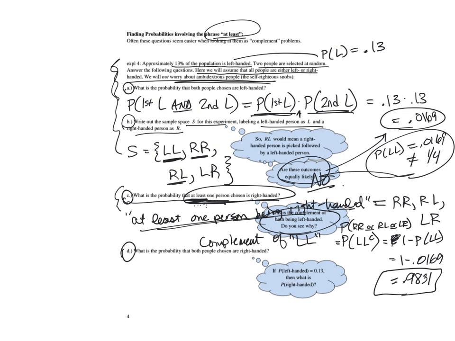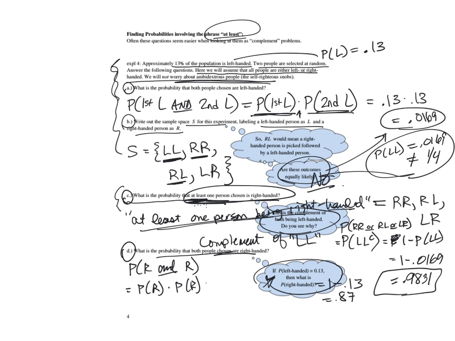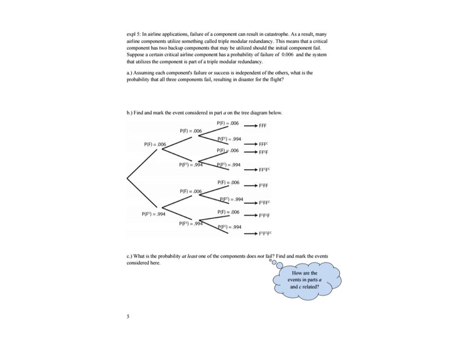Okay. Part D, what is the probability that both people chosen are right-handed? Let's talk about it this way. If the probability of being left-handed is 0.13, then what's the probability of being right-handed? That would have to be 1 minus 0.13, right? Or 0.87. So the probability of the first person being right-handed and the second person being right-handed is the probability of the first person being right-handed times the probability the second person is right-handed. It's 0.87 times 0.87. And that's 0.7569. Okay, excellent.